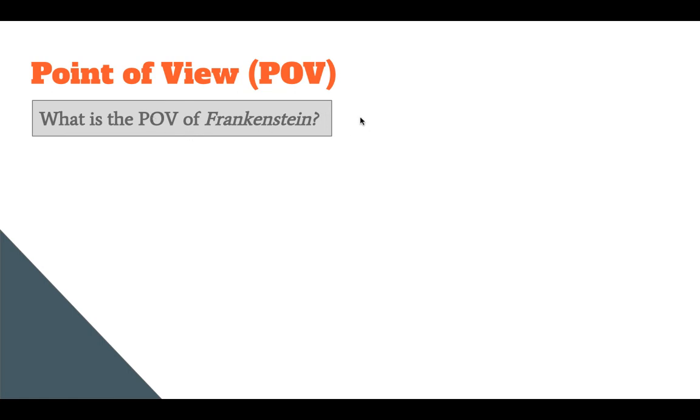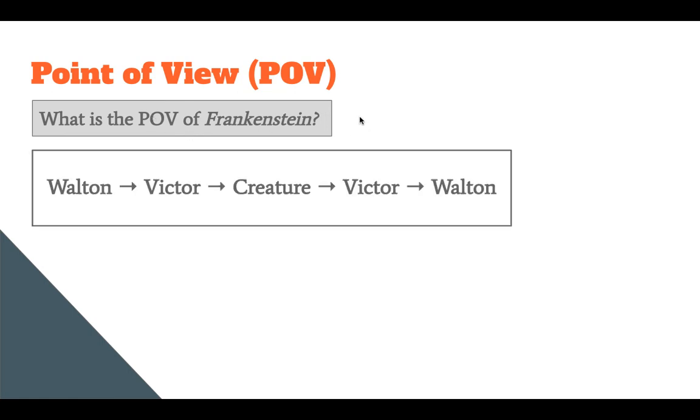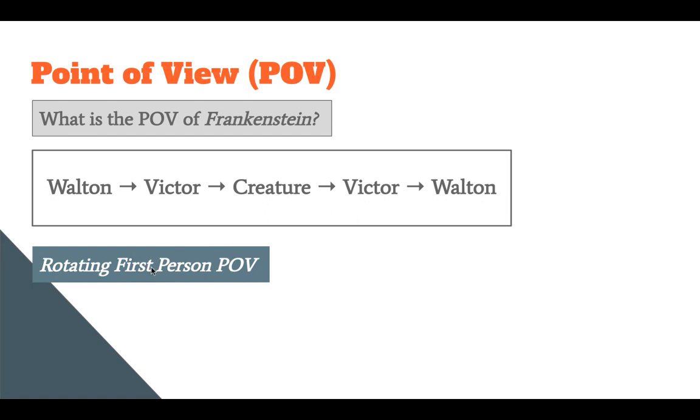So when we look at what is the point of view of the whole story of Frankenstein, if you followed, our narrator switches, which was in your master packet. It started out with Captain Walton, the sailor in the North Pole, telling the story. Then it transitioned to Victor, the doctor, telling the story. Then it went to the creature telling his story, back to Victor telling his own story, and then finally in the last chapter, Walton, it's back to the captain. We call this a rotating first person point of view. So instead of just one main character, we get to hear from three of the main characters from their unique perspectives.